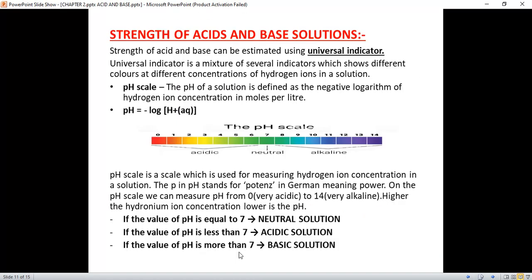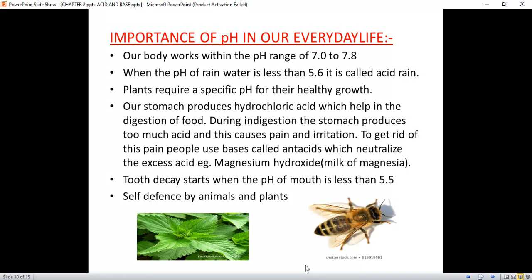Let's have a quick revision of what we have read today. We have read about the pH scale. It ranges from 0 to 14. pH at 7 is a neutral solution, pH less than 7 is an acidic solution, and pH more than 7 is alkaline in nature. Next, we have read about the importance of pH in everyday life. pH is very important for us in our everyday life. Our body also works within the pH range of 7 to 7.8.